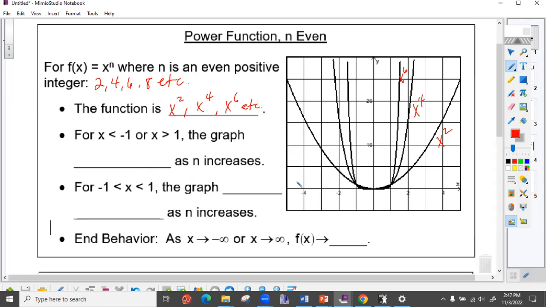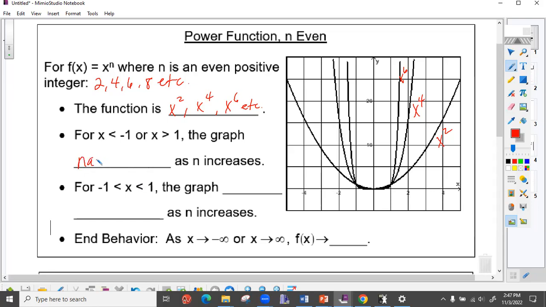When we're looking at them, it says for x less than or equal to -1 or x greater than 1, the graph is doing what? As our exponents are increasing, as our powers are increasing, what's happening? The graph narrows.